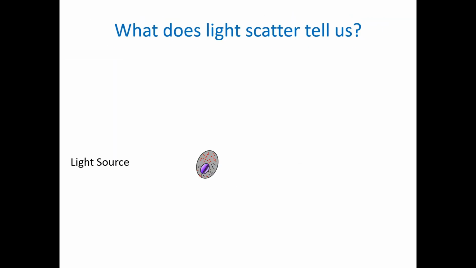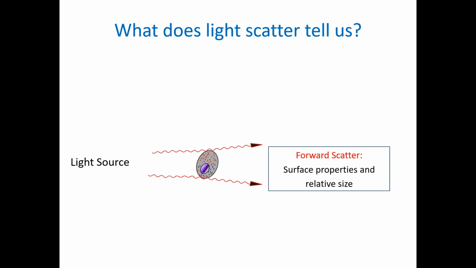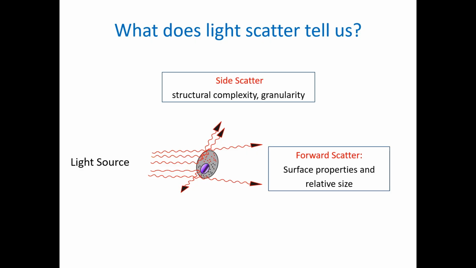And what does light scatter tell us? The forward scatter gives an indication of the size and the surface properties, while the side scatter is dependent on the structural complexity and granularity of the cells or particles.